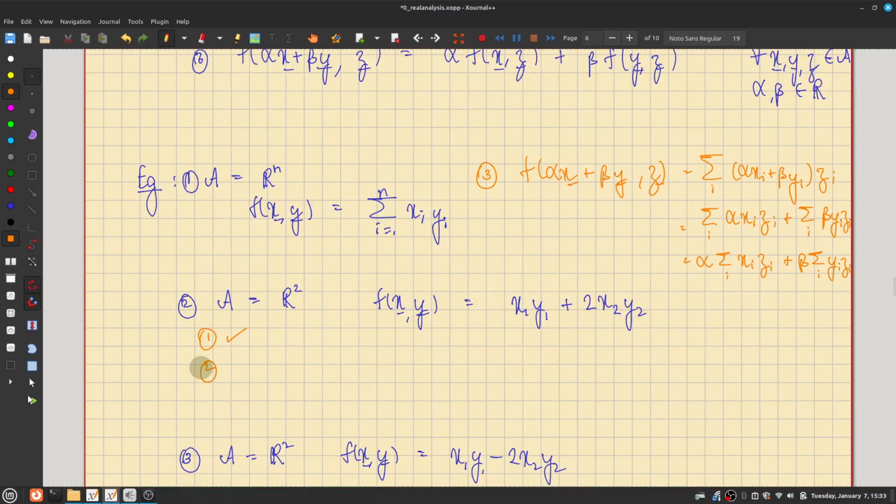Let's look at the second property. So f of x comma x should be greater than or equal to 0, and it's equal to 0 only if x is 0. So what is f of x comma x? This is x1 square plus 2 x2 square, which is greater than or equal to 0 for all x. And the only way this can be equal to 0 is if both x1 and x2 are equal to 0. So the second property is also satisfied. Great. Now let's look at the third property.